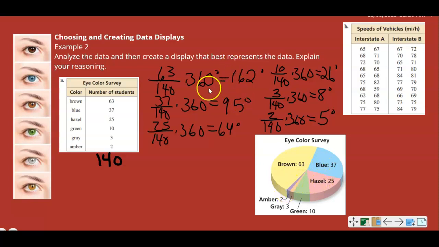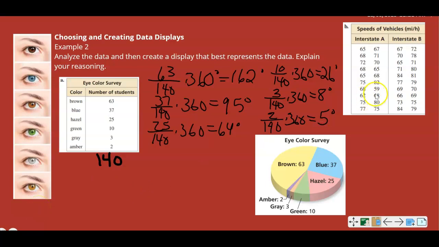But again, remember 180 degrees is half of 360, so you can see that brown represents the biggest portion of the circle graph, which makes sense because it's the largest number here. Out of the 140, that's the biggest percent of the graph. And then 37 is the next largest, 25, 10. You can see these go in descending order, but you can see how each portion of the graph represents that percent of the entire circle. So when you're looking at qualitative data, a circle graph may be the best option.